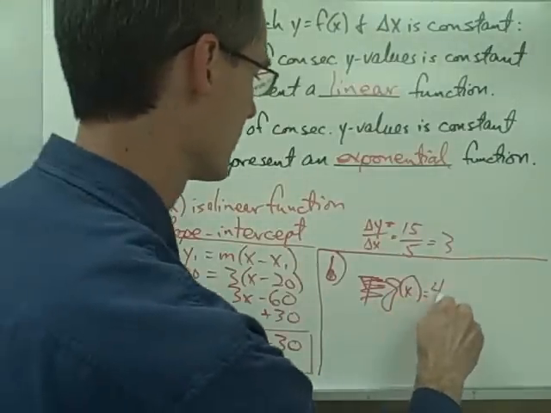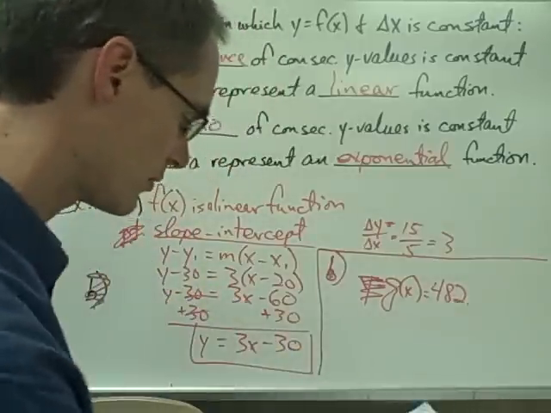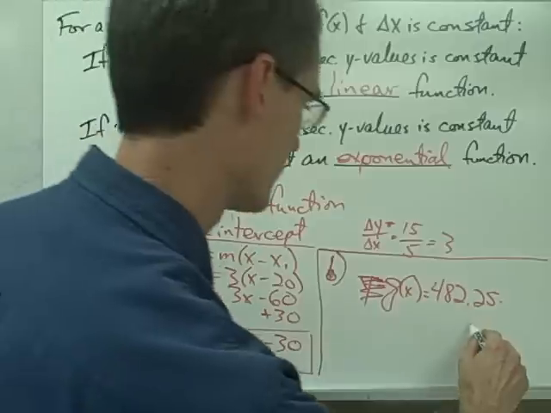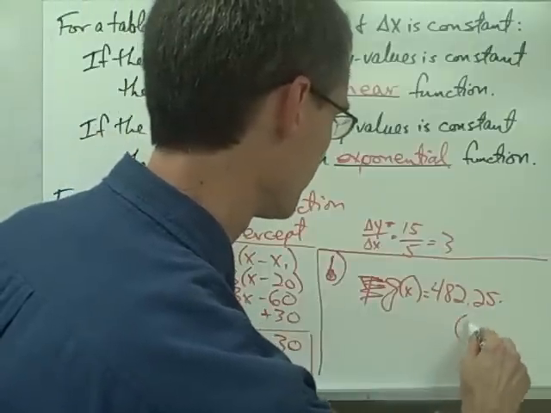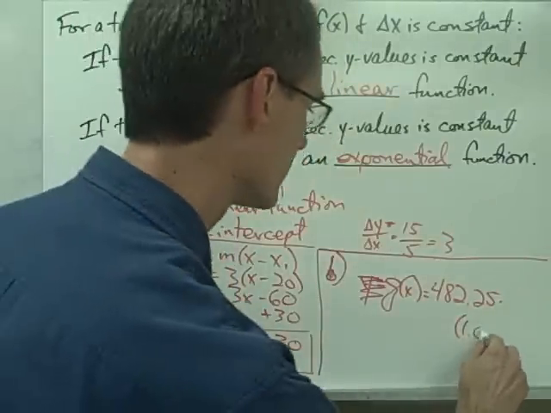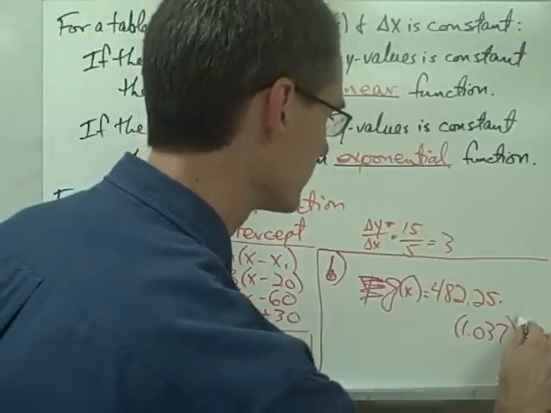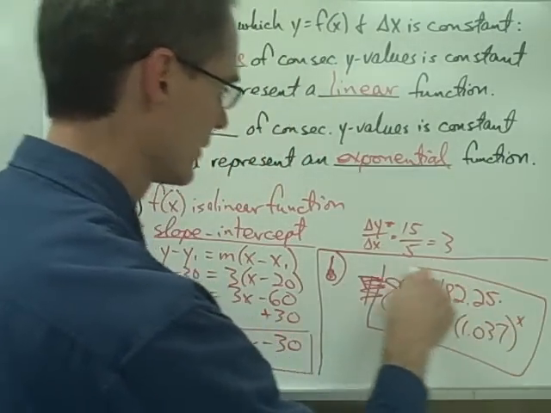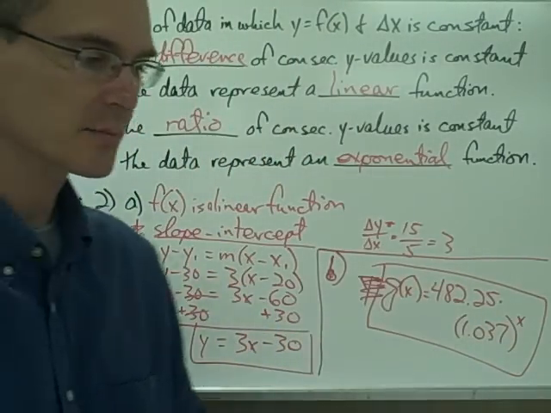equals 482.25 times, I'm out of room here, times 1.037 to the power of x. So there's the formula for my exponential function.